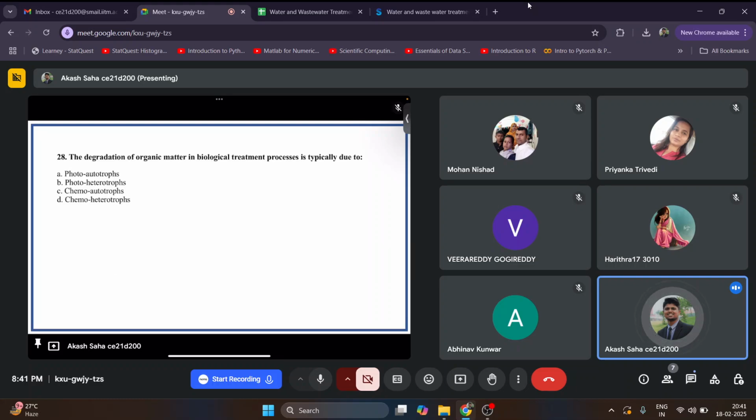Okay, another question: the degradation of organic matter in biological processes is typically due to photoautotrophs, photoheterotrophs, chemoautotrophs, or chemoheterotrophs. So how does the organic matter degradation happen? Photo means with respect to sunlight, chemo means by some chemical energy.